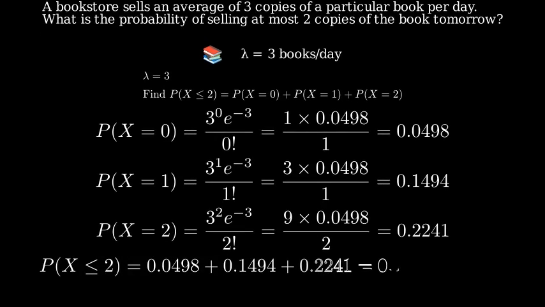Adding these up, 0.0498 plus 0.1494 plus 0.2241 equals 0.4233, or about 42.3%.